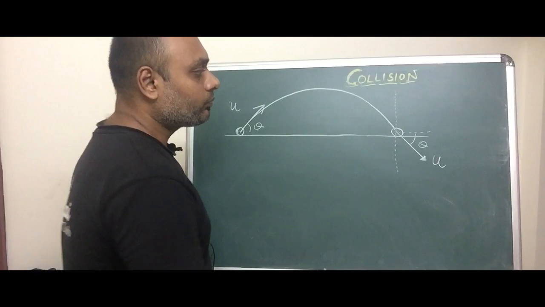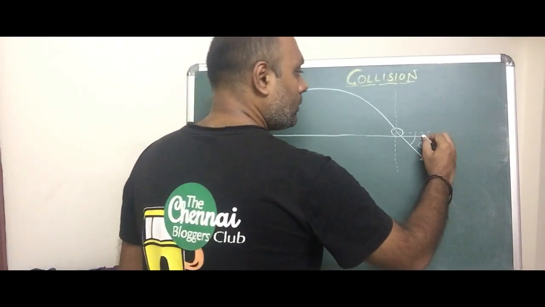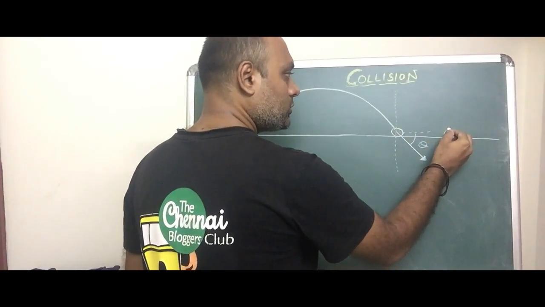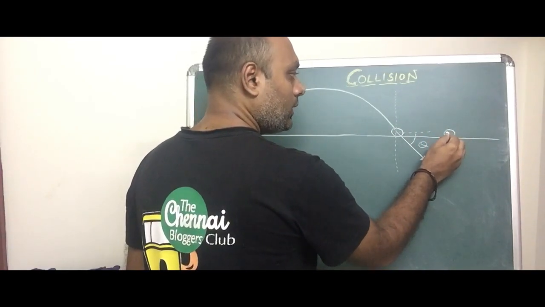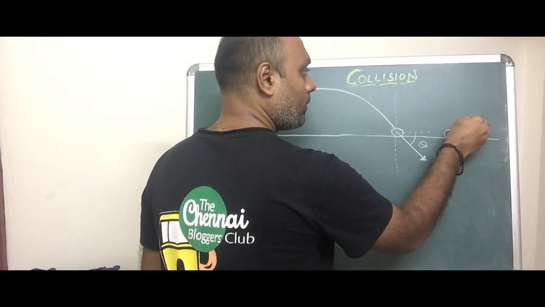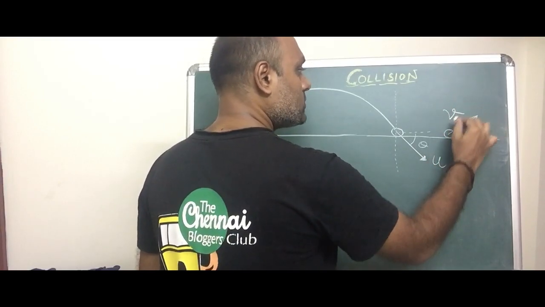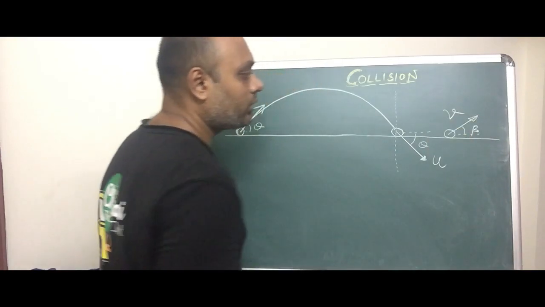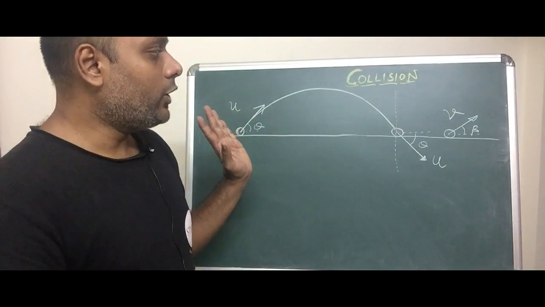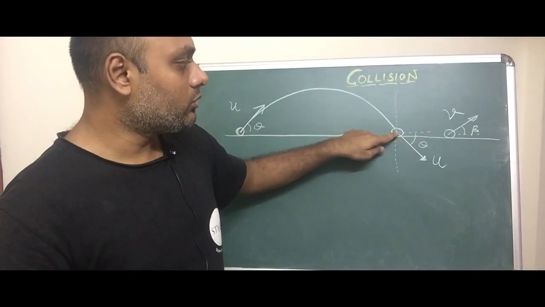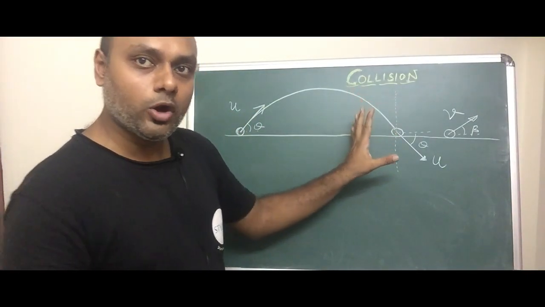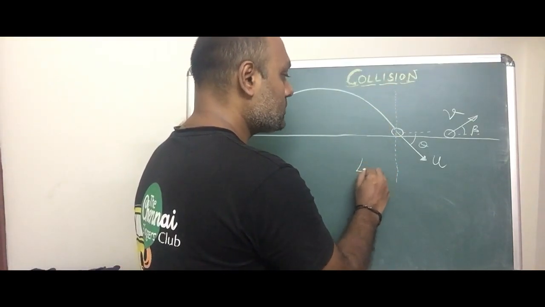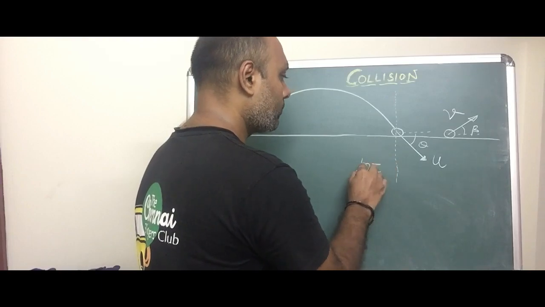After collision, I'll draw the diagram here. It is bouncing back from the same position, but I'm just showing it separately in the diagram. Let's say it bounces back like this, with some velocity v, making some angle beta with the horizontal. Now, which is the line of impact? Collision is happening here, so clearly the line of impact is the common normal. So the line of impact is this vertical dotted line, the LOI.